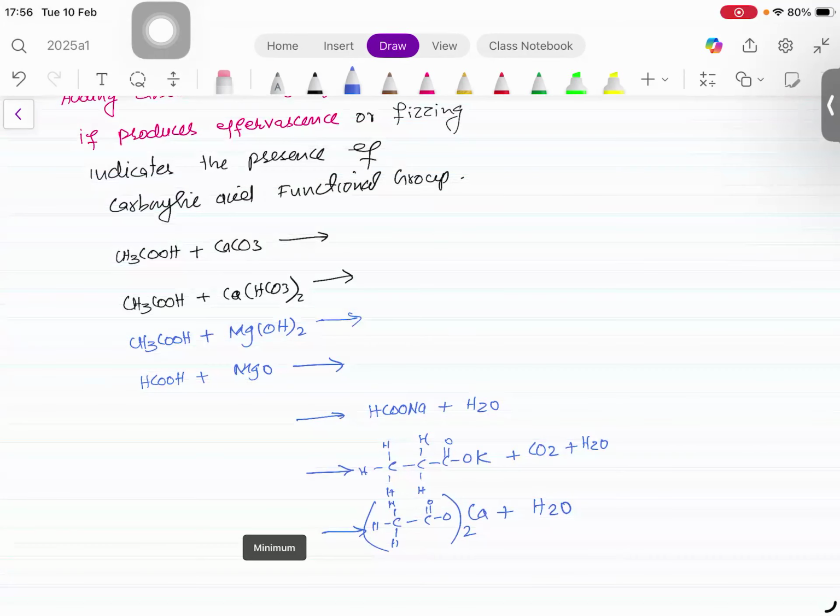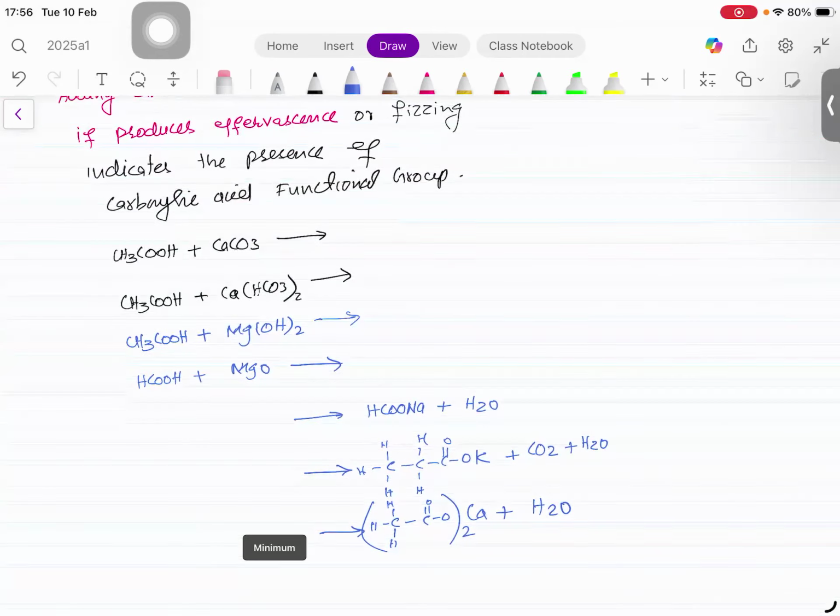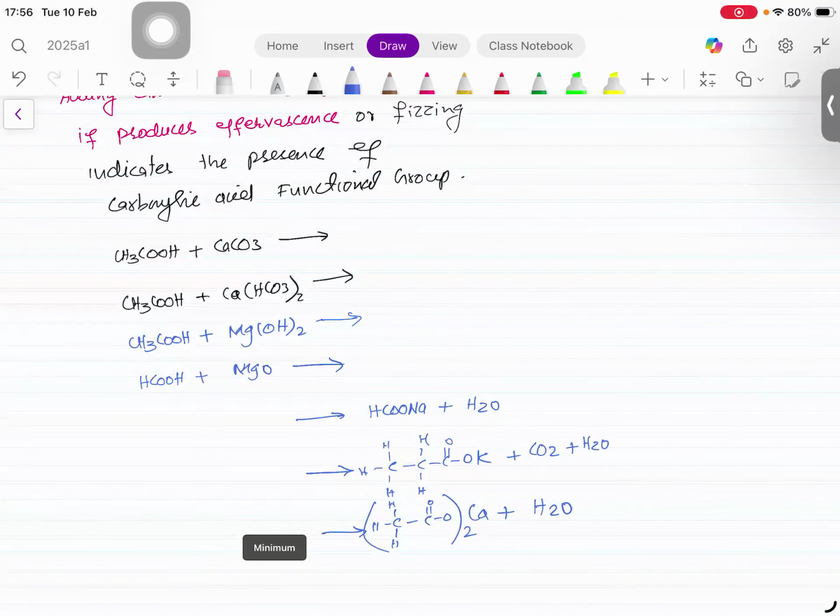With this, we have come to the end of carboxylic acid. Next, we are left with polymerization in organic. Friday, we are going to have the complete organic test. Okay, this Friday, the 13th.